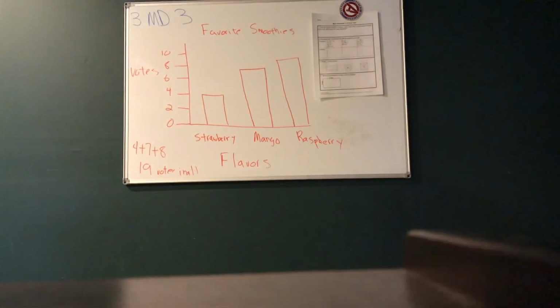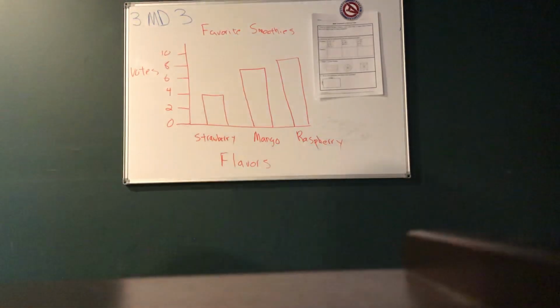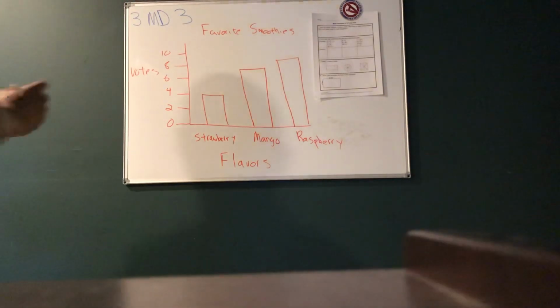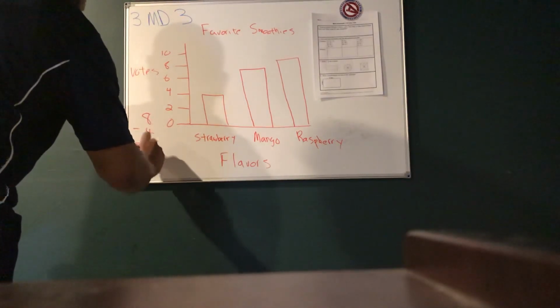Let's think of another question. How many more votes did raspberry get than strawberry? How many more? You should be thinking subtraction. So if we know raspberry got 8 votes and strawberry got 4 votes, how many more is 8 than 4? We would simply subtract 8 minus 4 to get 4.